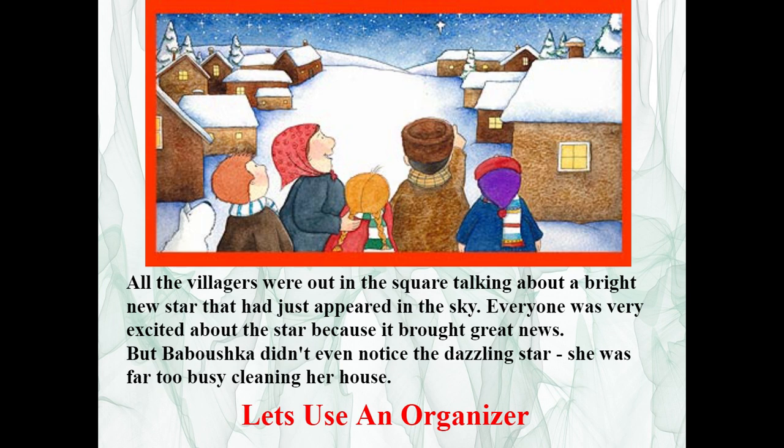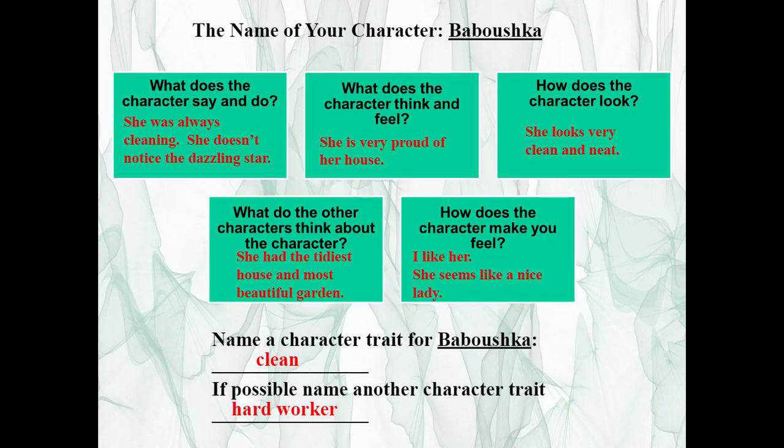Now, let's get an organizer and see how we can use that organizer to help us figure out some character traits. So, the name of the character is Babushka. What does the character say and do? She was always cleaning. She doesn't notice the dazzling star. What does the character think and feel? She is very proud of her house.